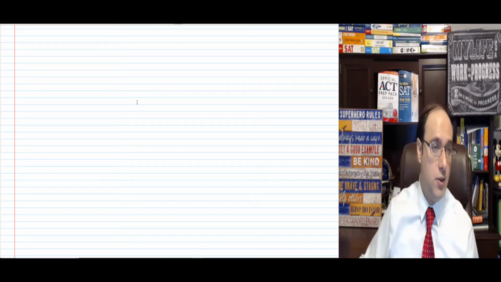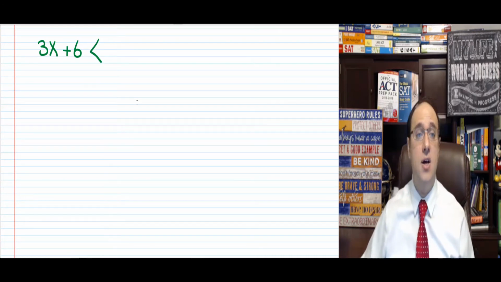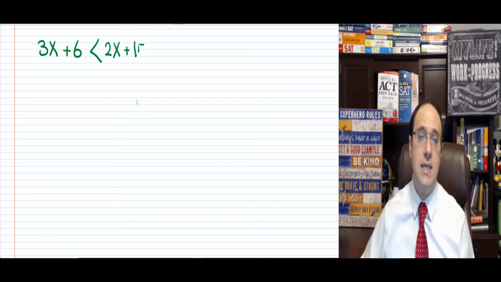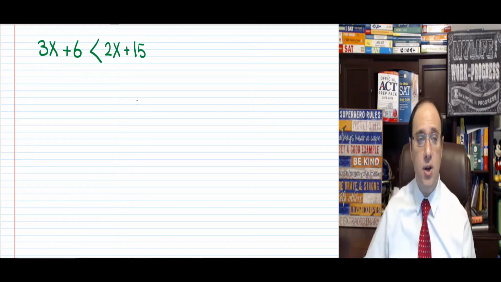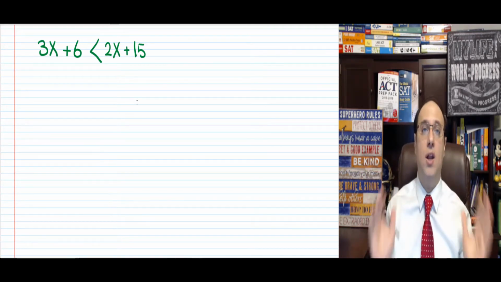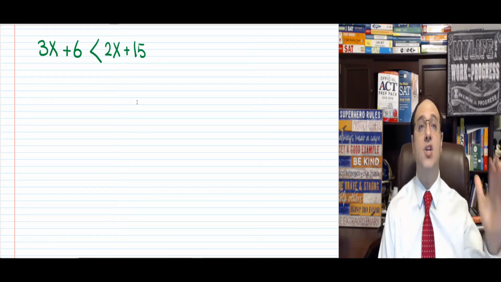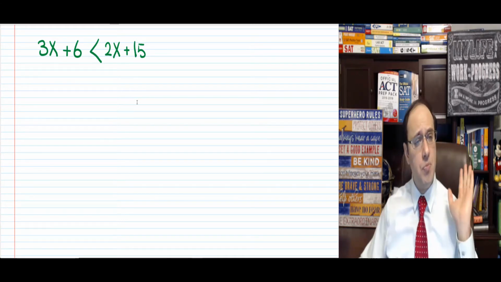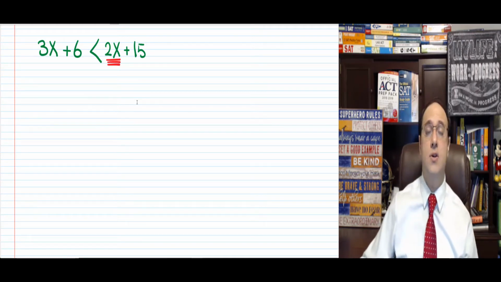What if I have something like this? 3x plus 6 is less than 2x plus 15. Now, why is this a little bit more complicated? It's a little bit more complicated because we have x's on the left and on the right, and we do not like the way this looks. We always want to have x's on the left only and numbers on the right only. So, the 3x on the left is fine. I just need to bring the 2x from here to there.